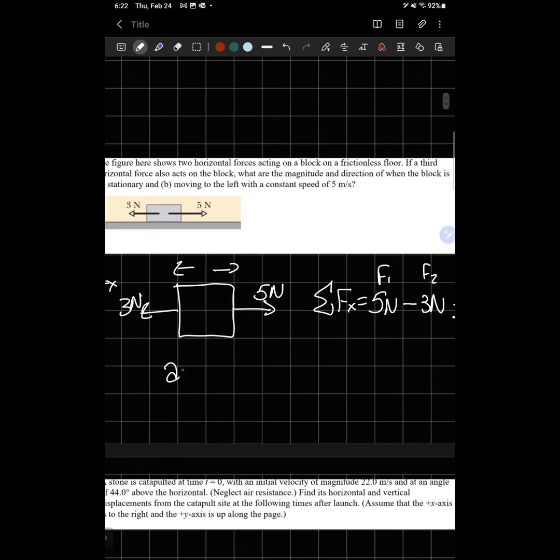So for A and B, F3 is equal to -2 newtons, and the direction is to the left.